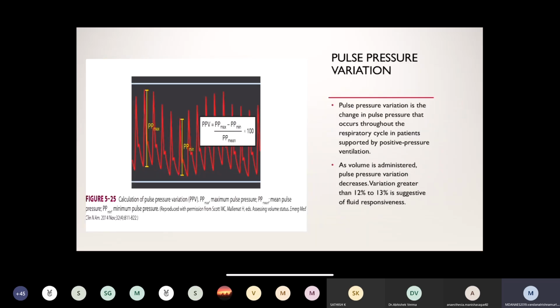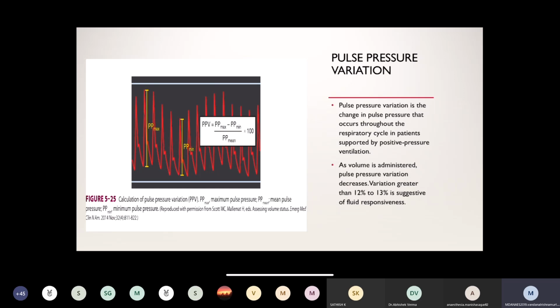Pulse pressure variation. The pulse pressure variation is the change in the pulse pressure that occurs throughout the respiratory cycle in a patient supported by positive pressure ventilation. This can be calculated as the pulse pressure maximum during inspiration, minus the pulse pressure minimum during expiration, divided by the pulse pressure mean, times 100.